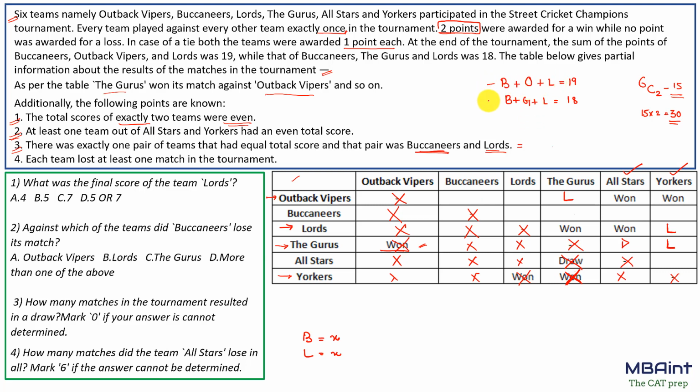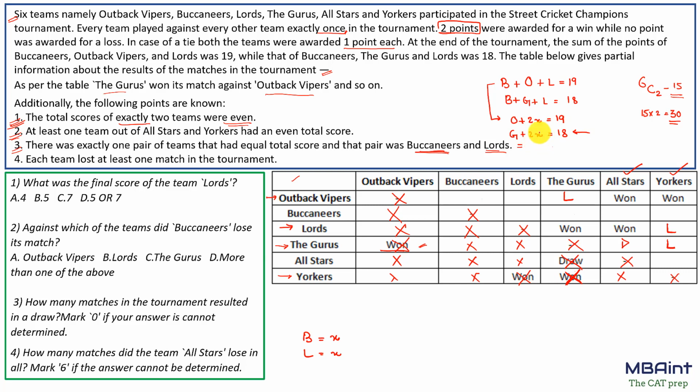So what will be this equation? This would be O plus 2X equals 19, and this makes it G plus 2X equals 18. Now if I combine it with statement 1, it says that the total score of exactly two teams was even. And if we look into this equation, can we take the value of X as even?